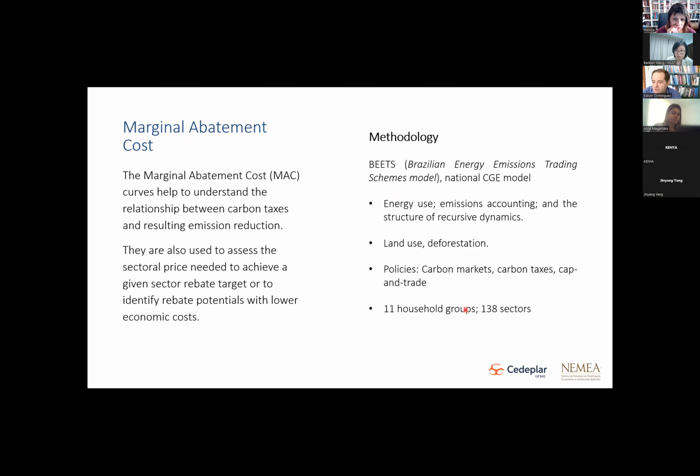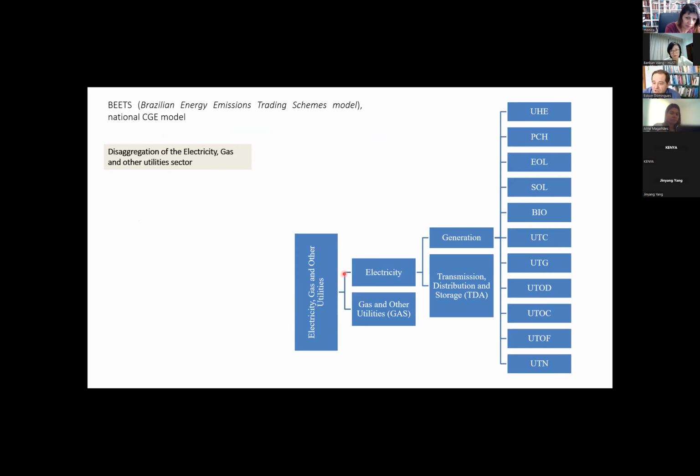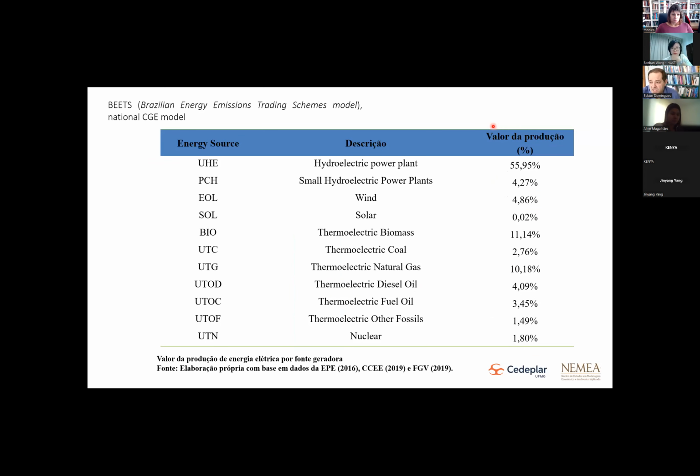The model is very detailed. We have 138 sectors, emissions by each sector, emissions by fossil fuels, emissions from land use and deforestation. So we have applied this model to try to estimate this abatement cost. Just to have a look at the model, we have this very detailed picture of the energy generation and distribution. So we have solar, wind, fossil fuels, nuclear, hydropower. We have all this kind of energy generation in the model, and the distribution, so we can change the carbon price on fuels or other sources and see how much the sectors change their composition and their emissions.